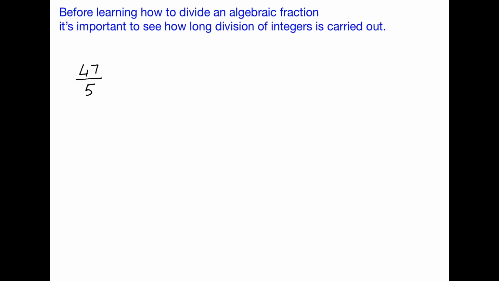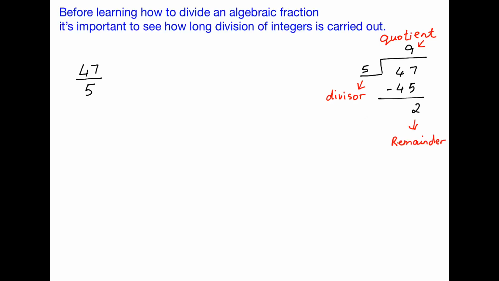Before learning how to divide an algebraic fraction, it is important to see how long division of integers is carried out. 47 over 5 means 47 divided by 5. So we will write 5, the divisor, here and the dividend, 47, here. 5 times 9 will give me 45. When I subtract, I get 2. Here 9 is the quotient, 5 is the divisor and 2 is the remainder.